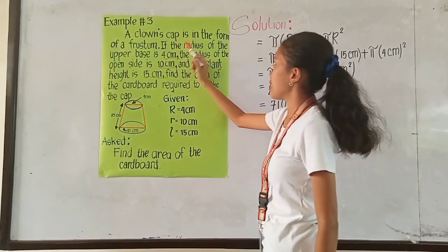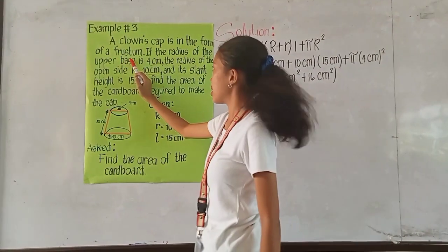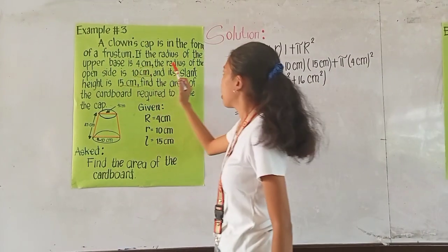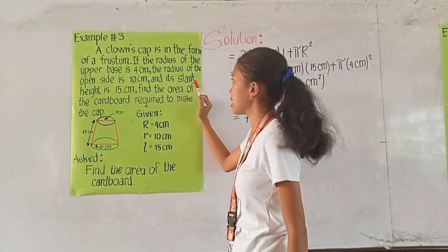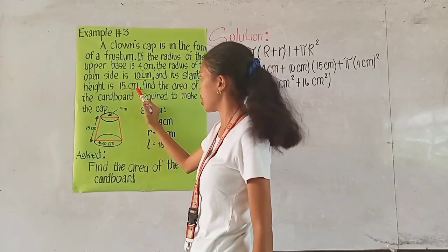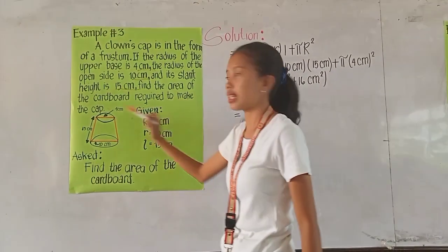A glass cup is in the form of a frustum. If the radius of the upper base is 4 centimeters, the radius of the open side is 10 centimeters, and its slant height is 15 centimeters, find the area of the cardboard required to make the cup.